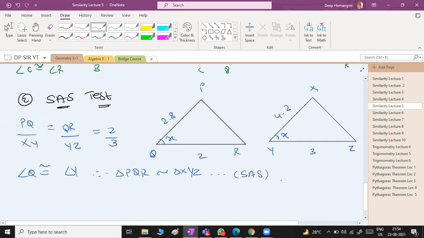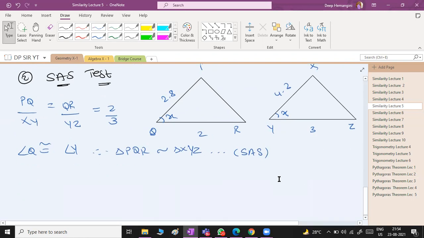Guys, 42 and 28, come on. 42 नहीं, 4.2 and 2.8, so sorry. Into 10 करके देखो, शायद से वही आएगा. Let's check now. Anyways, last 8 minutes for the lecture to get over, and now we will discuss the last test, SSS test, which is again a good and simple test.